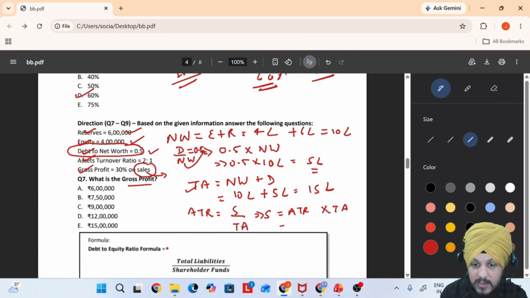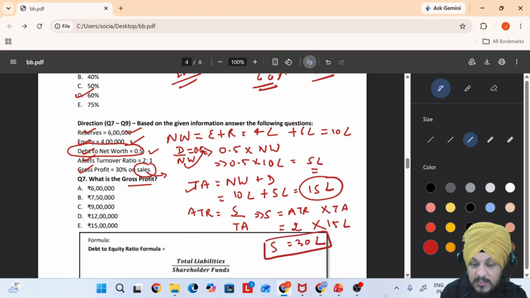So what is the asset turnover ratio? The asset turnover ratio is basically 2 is to 1 in this case, so it is going to be 2. And what is total asset? Total asset we have calculated over here, which is 15 lakh. So 2 into 15 lakh is going to be 30 lakh, right? So sale is 30 lakh.